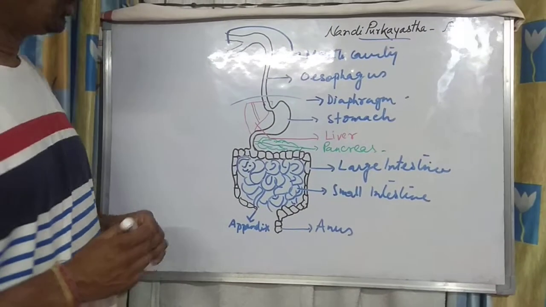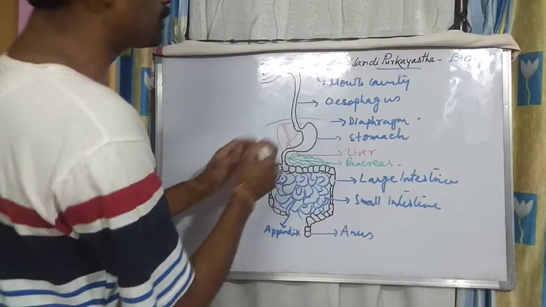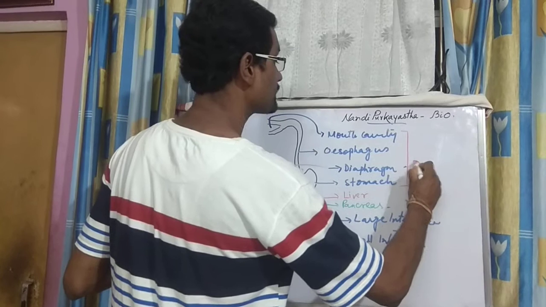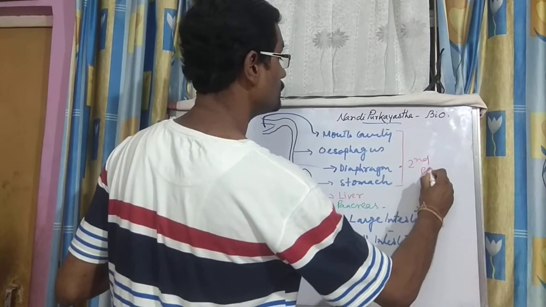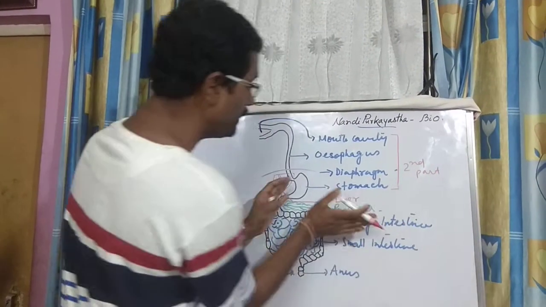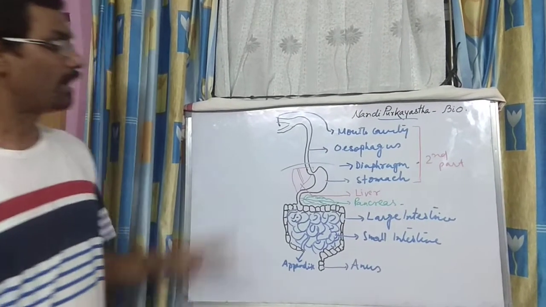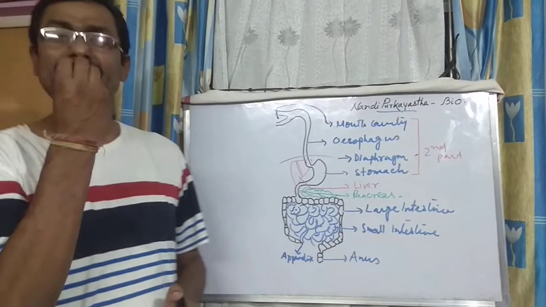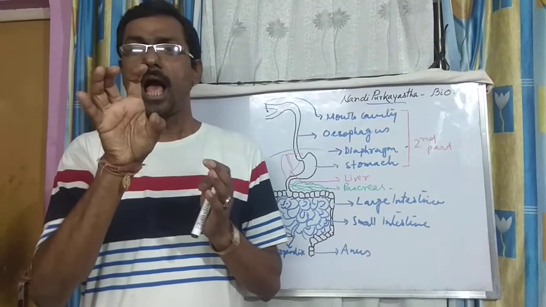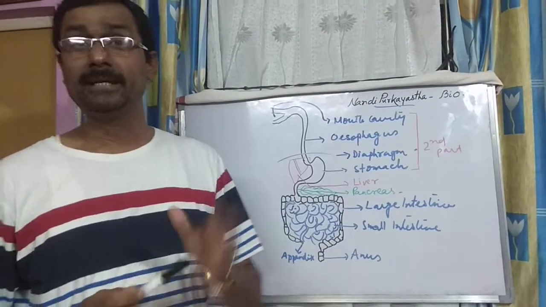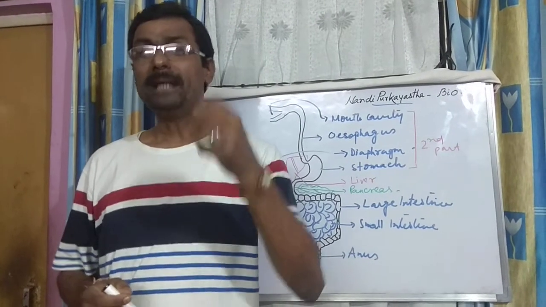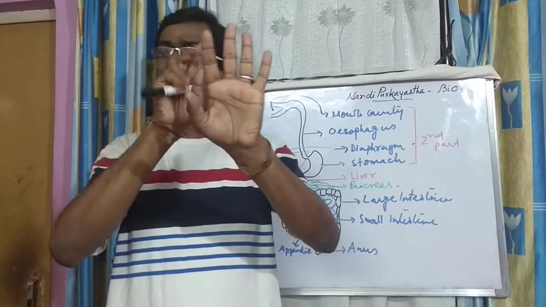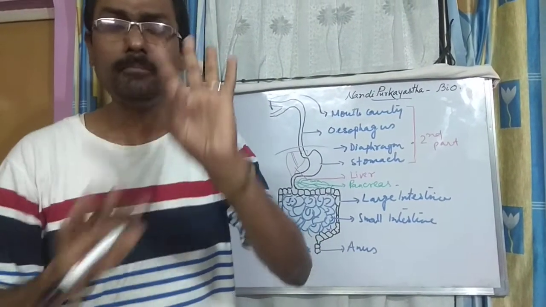Now today we'll be going mainly up to the stomach, this part. This is the second part, and finally we'll be going for the other parts. Now let's start with the mouth cavity. What is the mouth cavity? When you take food, you give a bite. And remember, the bite is given by teeth. And we have 4 different types of teeth: incisor, canine, premolars, molar.